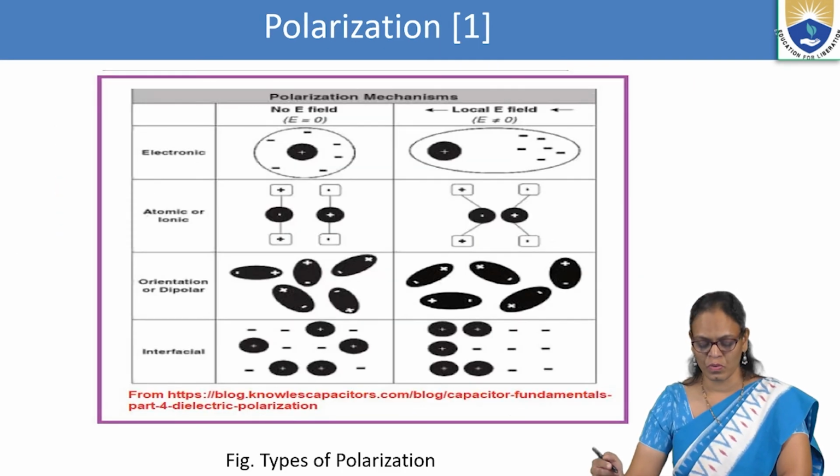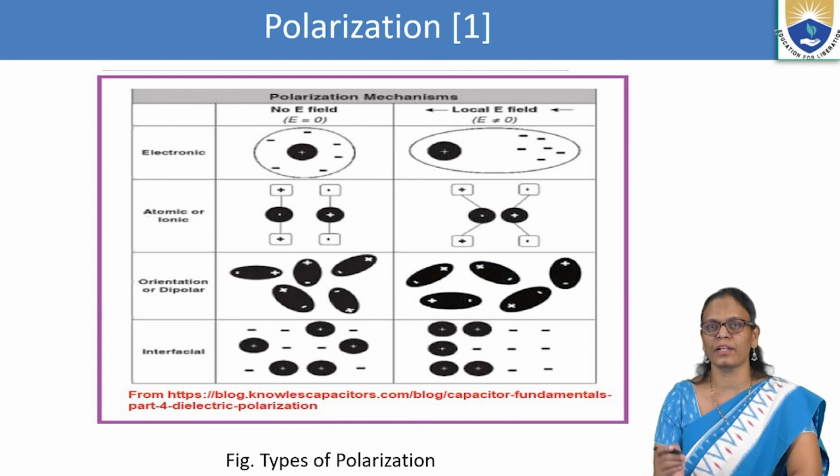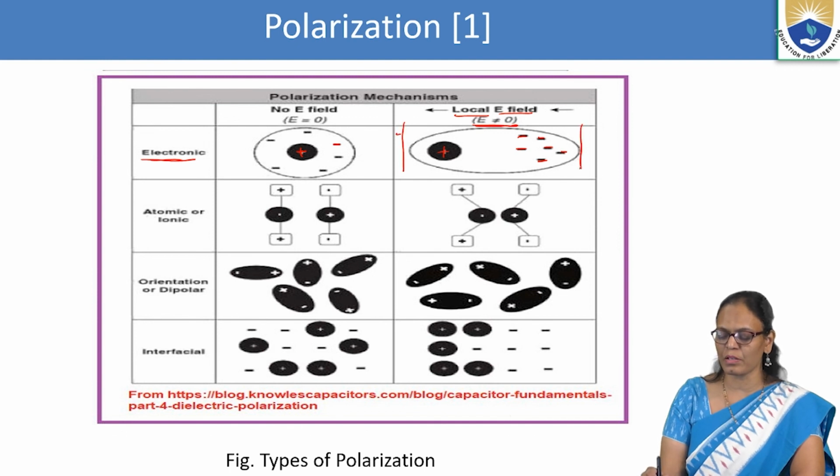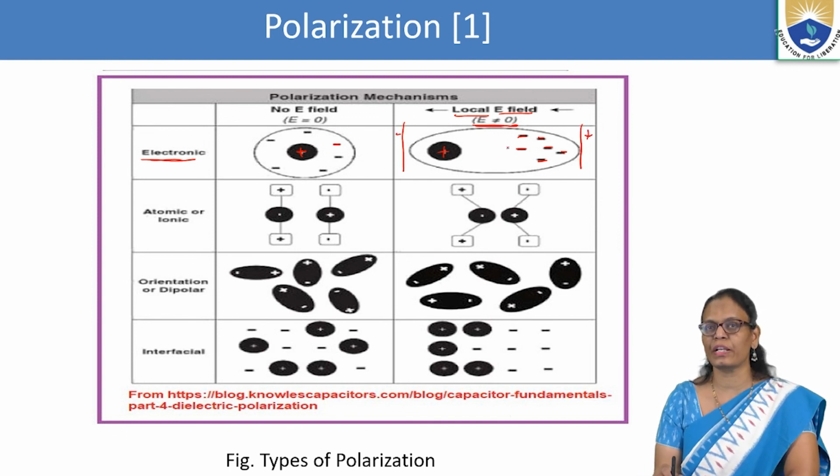So let us see the diagram, putting it in a nutshell to understand what the differences are. In electronic, what we have seen, in the absence of the field, the positive and negative charges are coinciding and the net dipole moment is 0. But when a local field is applied, when E is not equal to 0, the positive and the negative charges get displaced in opposite directions. This will be the negative plate and this will be the positive. So this is how the field is.